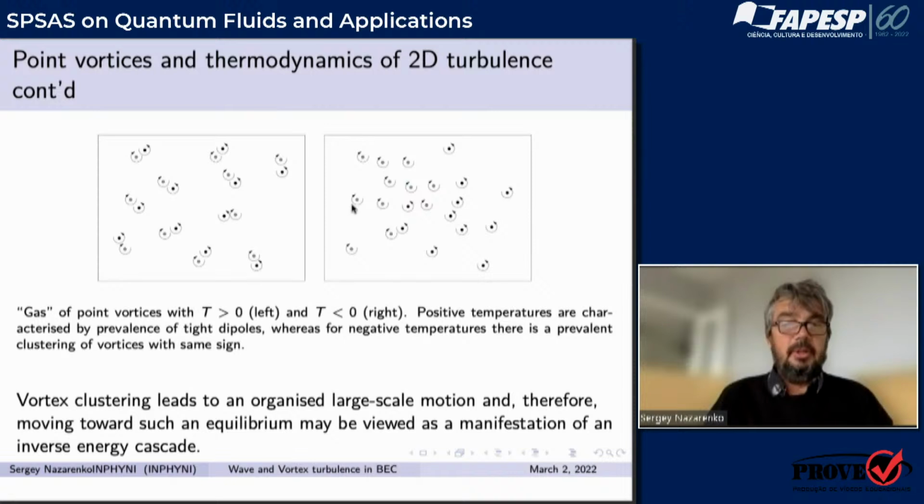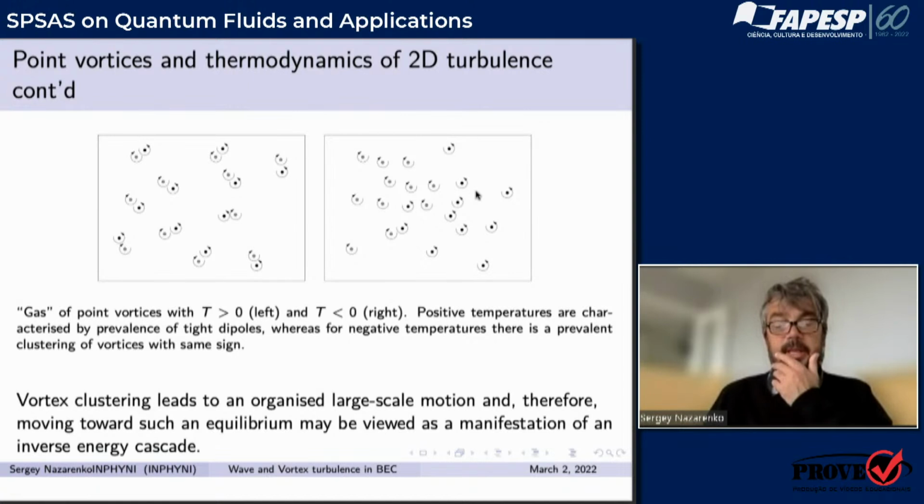So for positive temperatures, we have dipoles, right? You see gray and black vortices have opposite circulations, and on average they're closer together than the like-sign vortices. Whereas here, for negative temperature, you see the gray vortices are mostly here, and the black ones are mostly here. And if you think what kind of velocity field is produced by such a negative temperature state, it will be like a big vortex cell consisting of two big vortices, one clockwise here and one counterclockwise in this corner, okay? And so sometimes in the literature, these kinds of states are called Onsager states.